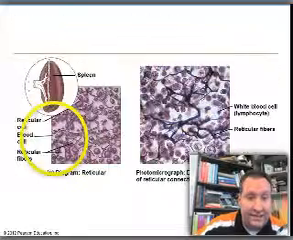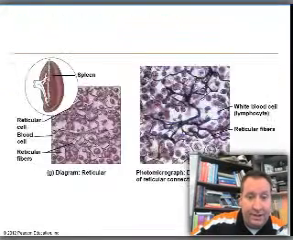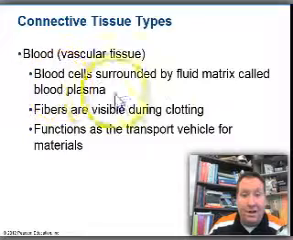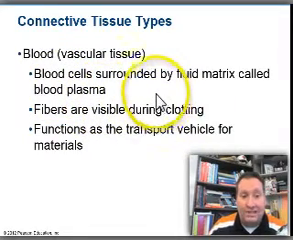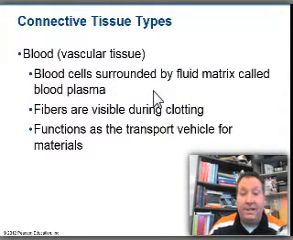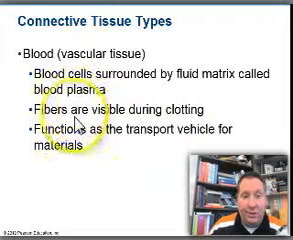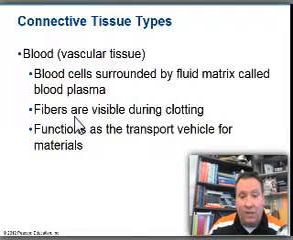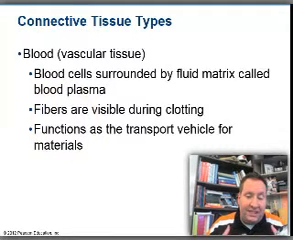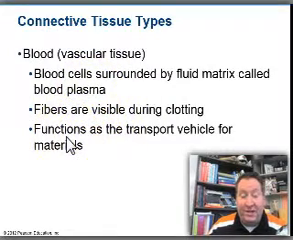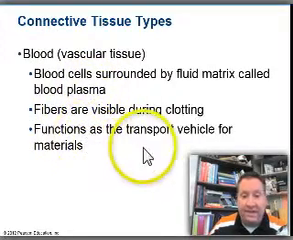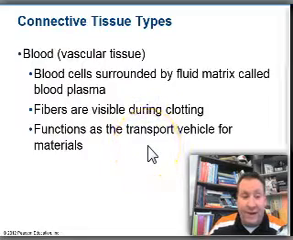The next type of connective tissue that we have is blood. Blood's extracellular matrix is fluid, and it's called plasma. So the extracellular matrix of blood is called plasma. Blood does have fibers associated with it. You only see these fibers when clotting is occurring. When our blood clots, it's covering up that area with these fibers, so not all the red blood cells escape. The major function of your blood is to be a transport vehicle for materials throughout your body.